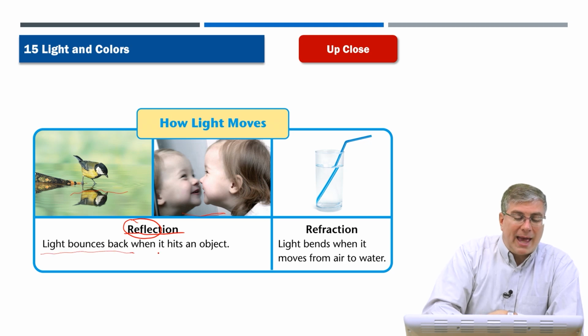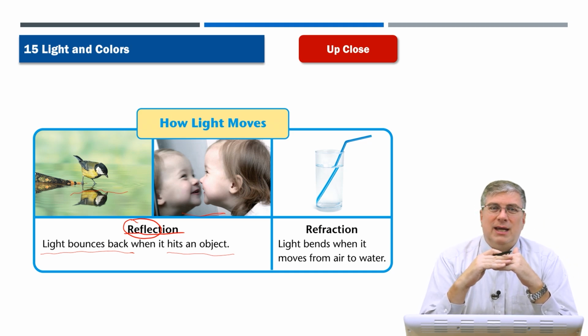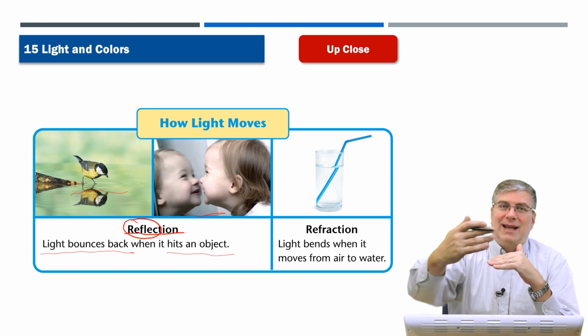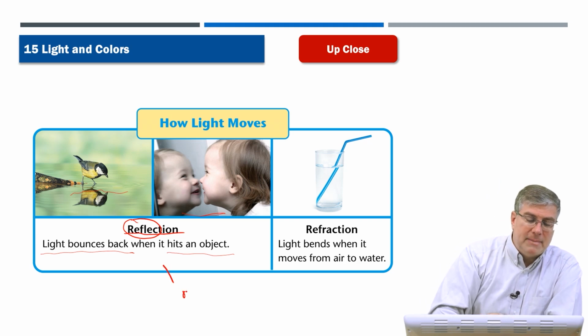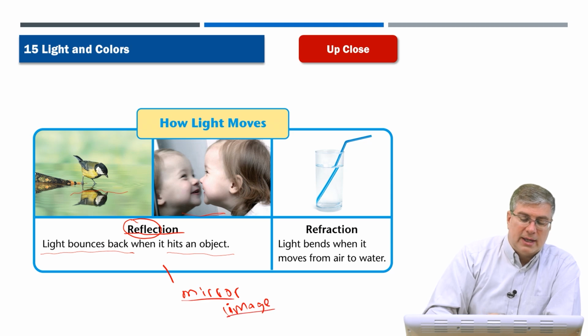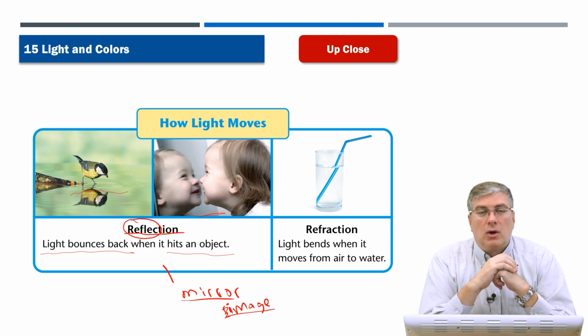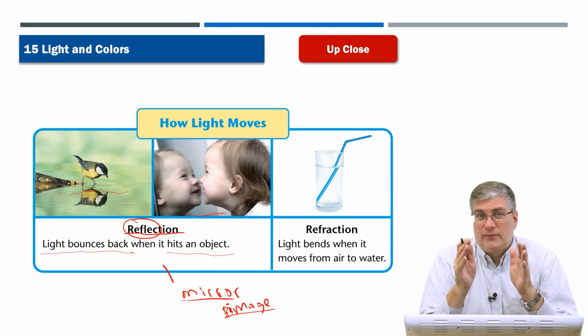Light bounces back when it hits an object. And of course, if the object is very shiny, that it reflects back all of the light that hits it, then you see a mirror image. We see a mirror image. And of course, we call it a mirror image because it's like a mirror image. That's the reflection. Ignore this. That's I-M-A-G-E. A mirror image. Now, that's when light bounces off a shiny surface.